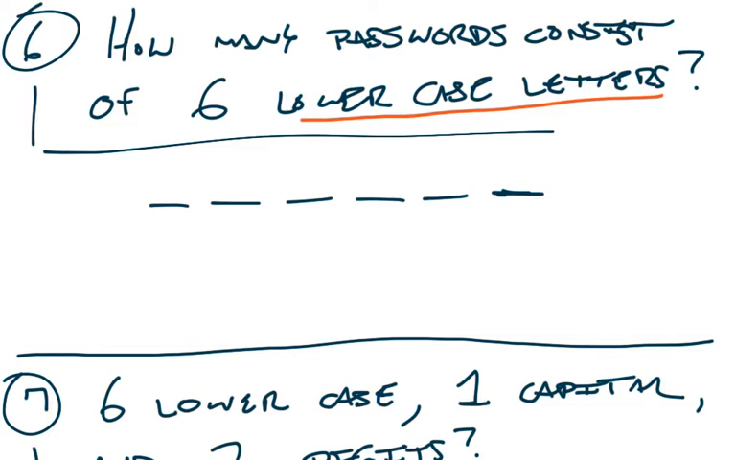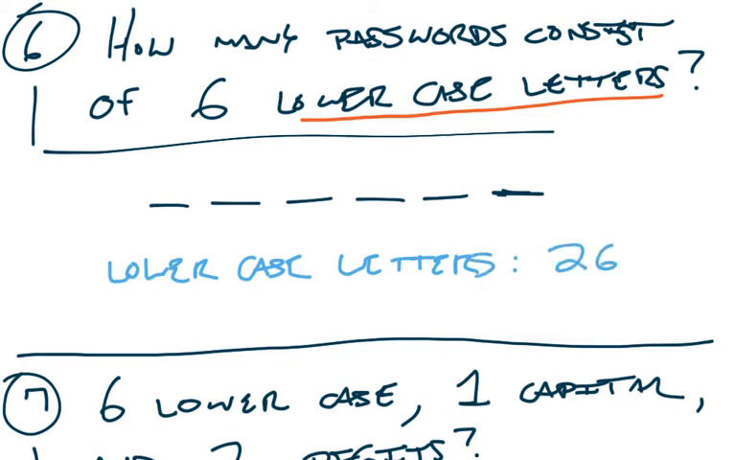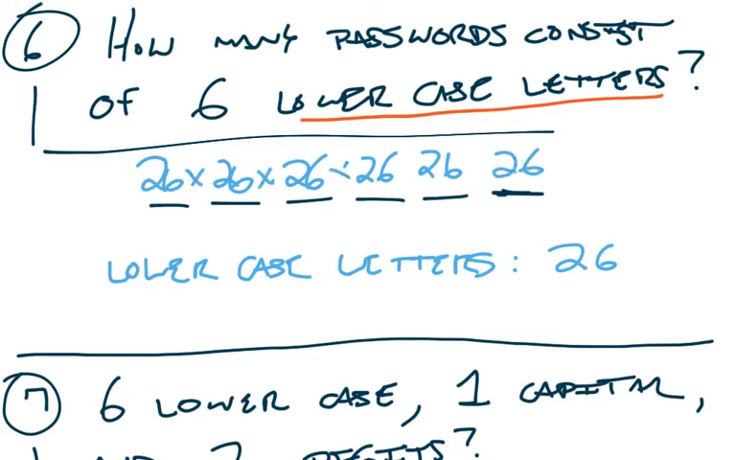Now, how many options do you have for each one of these spots? Well, that's answering the question, how many lowercase letters are there in the English alphabet? And that is 26. Right, there are 26 lowercase letters in the English alphabet, meaning that we have 26 options for the first letter in our password, 26 for the second, 26 for the third, 26 for the fourth, 26 for the fifth, and 26 for the sixth. Right, there are no restrictions on this password at all, other than the fact that they're all lowercase letters.